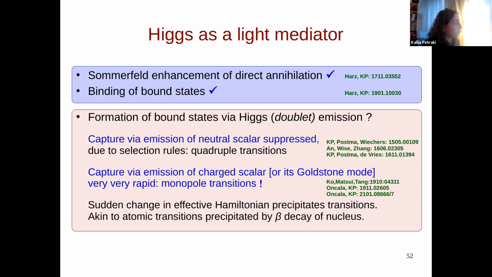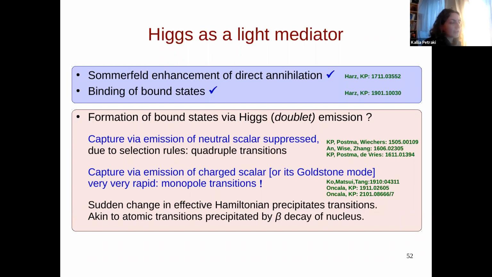Well, calculations have shown that the capture into bound states by emission of a neutral scalar is actually a very suppressed process because of selection rules. This is a quadrupole transition, and the higher the multipole moment that participates in the transition, the more suppressed the process is. So bound state formation by a vector boson emission is a dipole transition, and it's significant, as we saw. By a neutral scalar emission, it's a quadrupole transition, and it is not important.